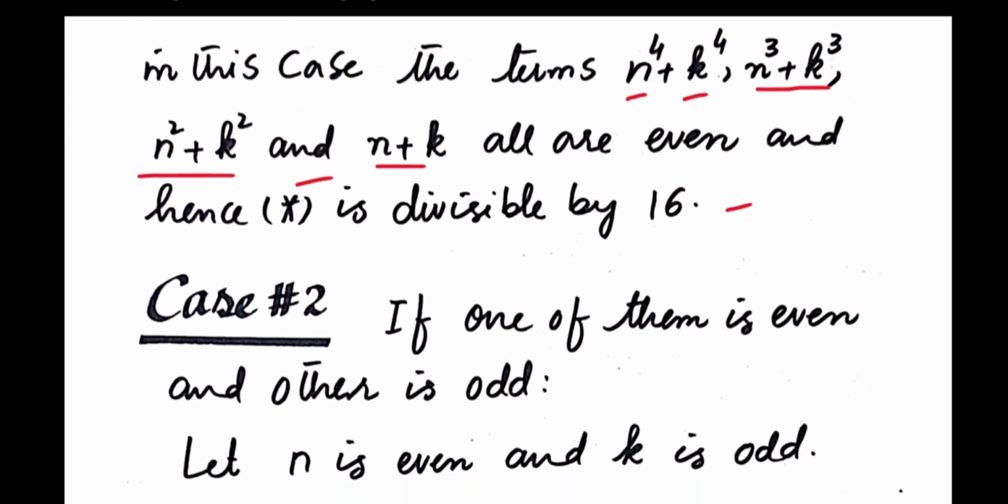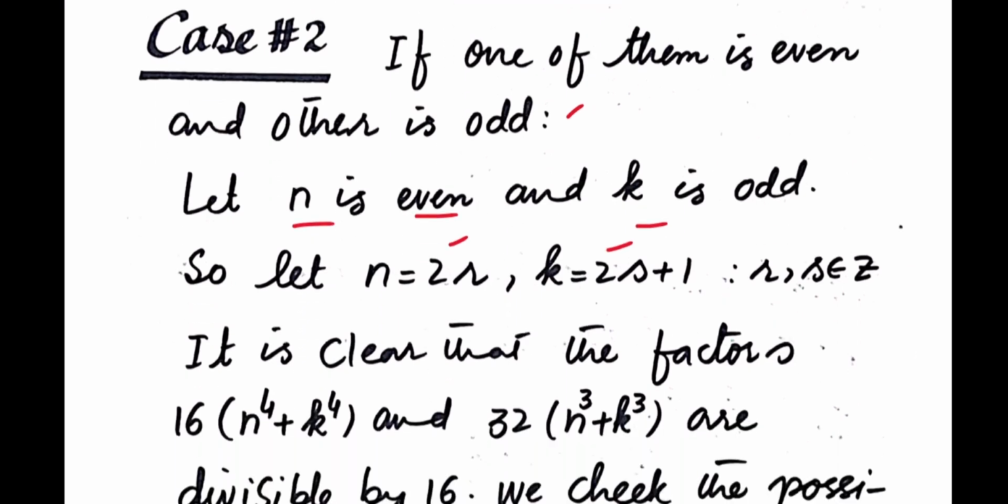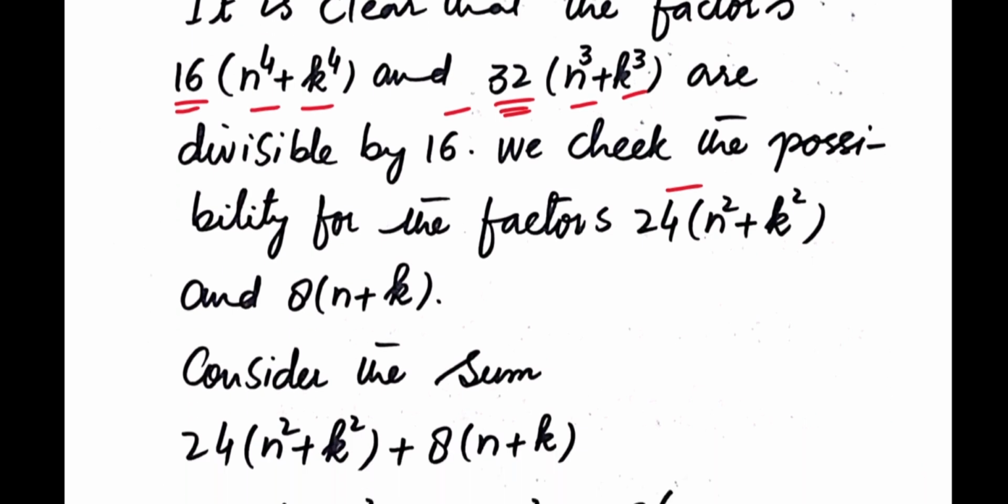Case number 2. If one of them is even and the other is odd, let n be even and k be odd. So let n is equal to 2r and k is equal to 2s plus 1. It is clear that 16 into n raised to power 4 plus k raised to power 4 and 32 into n cube plus k cube are divisible by 16 because these are multiples of 16. We check the possibility for the terms 24 into n square plus k square and 8 into n plus k.